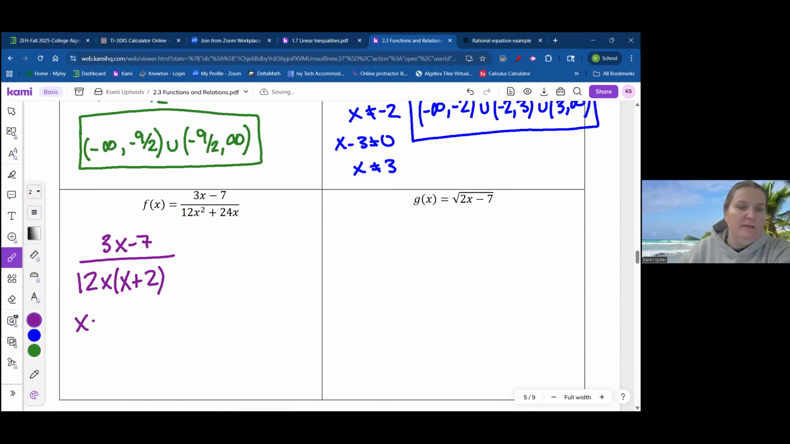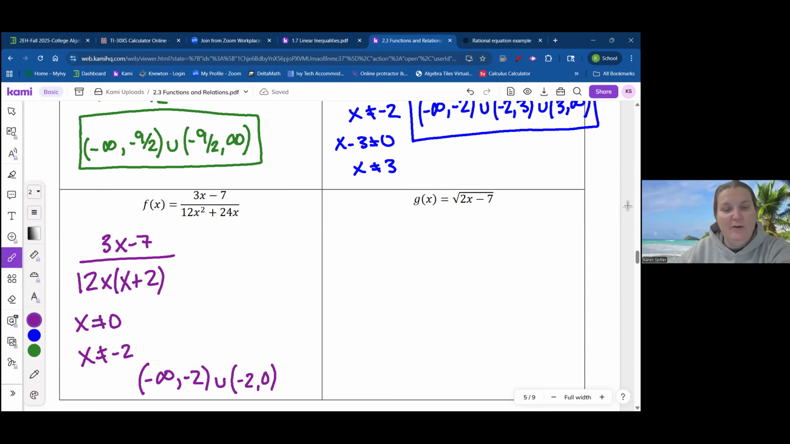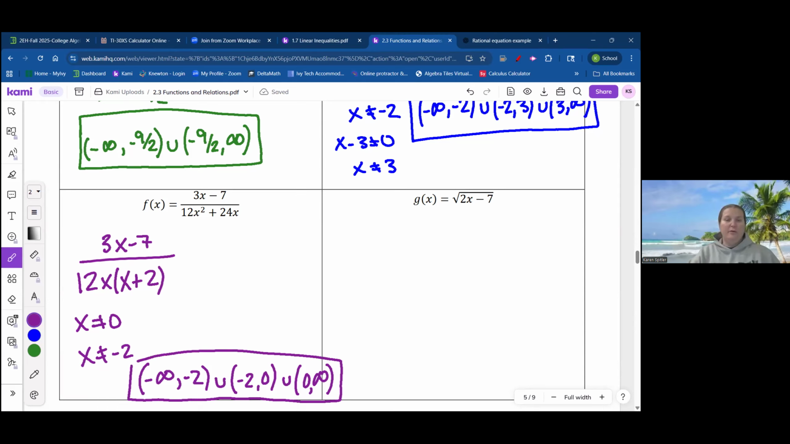Okay. Guys, x cannot be 0 and x cannot be -2. So your domain goes from -infinity to -2, union with -2 to 0, and union with 0 to infinity. So it's all real numbers except -2 and 0. Questions on the purple one?